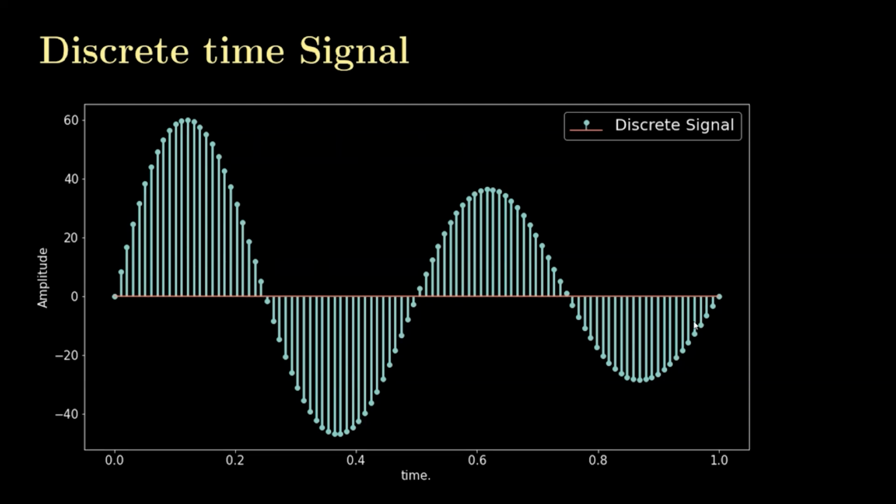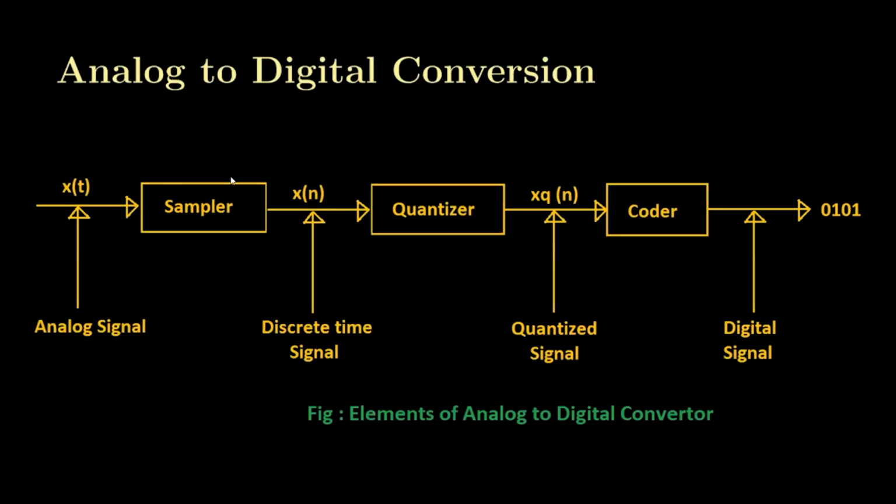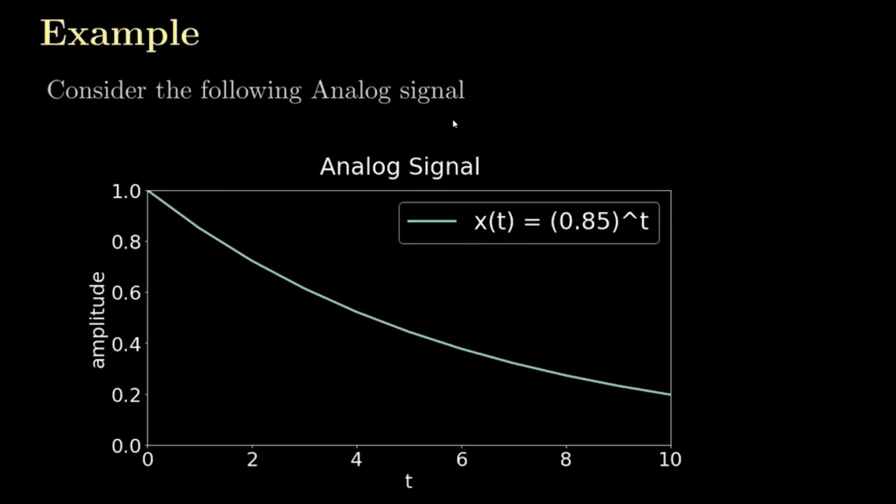After sampling, we get what is called a discrete time signal. I want to show you the shape of this signal, which is obtained after sampling an analog signal. You can see that this discrete signal consists of vertical lines or stems. These stems represent individual sample values, and there is a fixed interval between them. Because of these intervals, some information is lost compared to the continuous signal. In a continuous signal, there is no gap, so no information is lost.